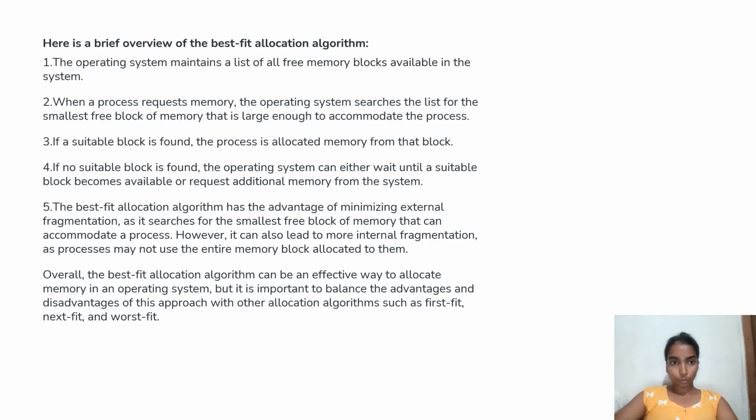So this is a brief overview of the best fit allocation algorithm. The operating system maintains a list of all free memory blocks available in the system. When a process requests memory, the operating system searches the list for the smallest free block of memory that is large enough to accommodate the process. If a suitable block is found, the process is allocated memory from that block. If no suitable block is found, the operating system can either wait until a suitable block becomes available or request additional memory from the system.